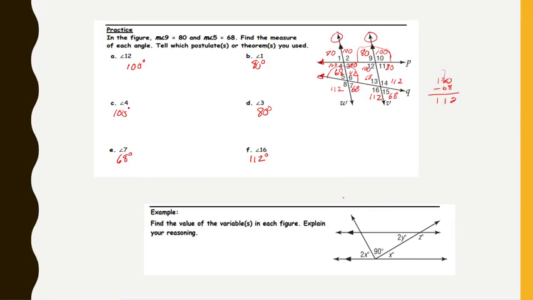Okay, find the value of the variables, explain your reasoning. Okay, so I'm looking at this figure. I got a lot going on here. I got 2 parallel lines cut by this transversal, and also this is a transversal. But I'm going to use my little rule, 180 right here.